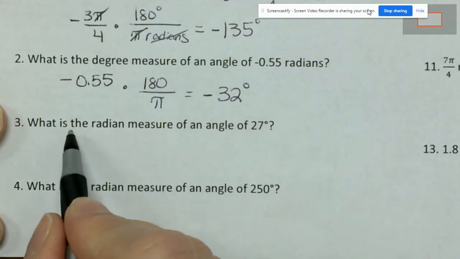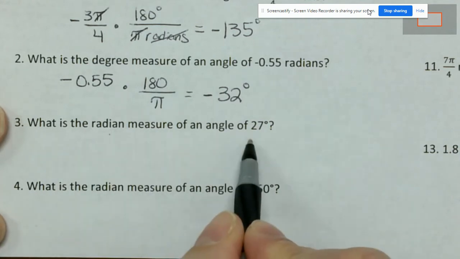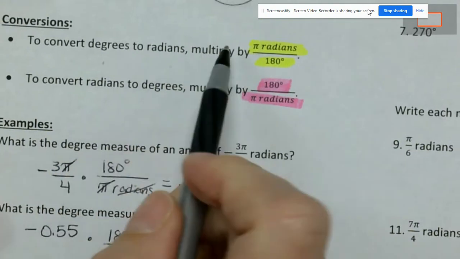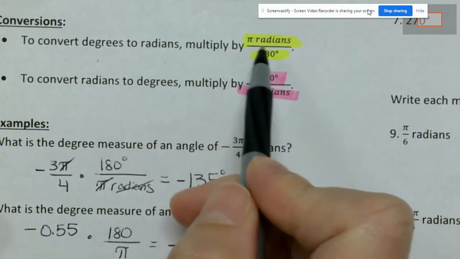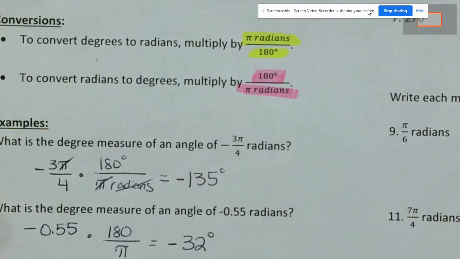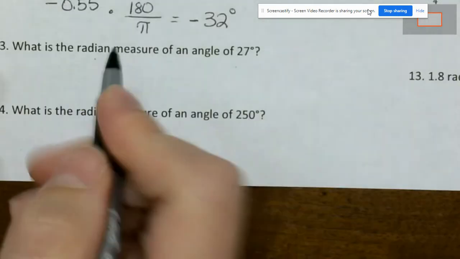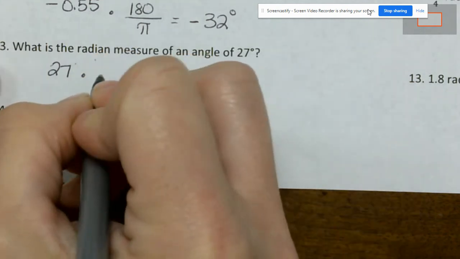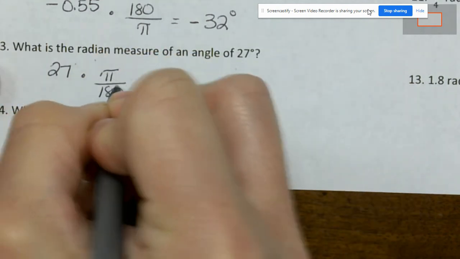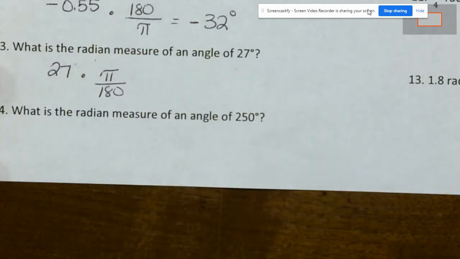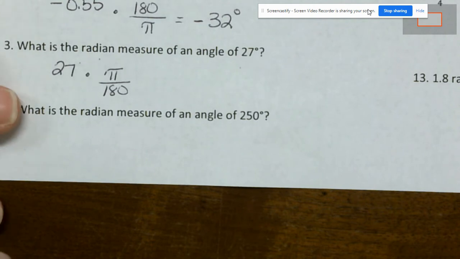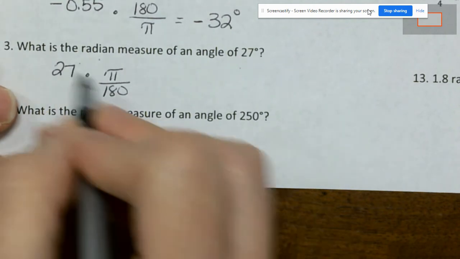This time, we want the radian and we're given degrees. So we're converting from degrees to radians here. So that's this yellow highlight. That means we're going to multiply by pi over 180. So what is the radian measure? 27 times pi over 180. Now this time we want to keep that pi in there, because that's what a radian measure is, it keeps the pi. So what we want to do is try to cancel out here.